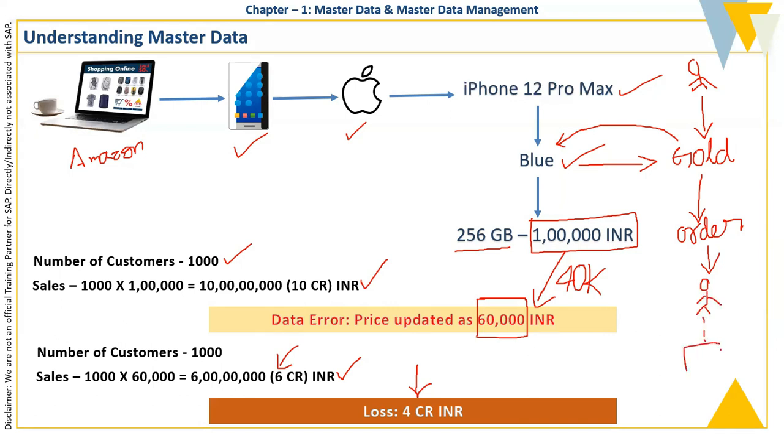The customer opens up the box and finds blue color, because physically the actual color is blue, but while displaying, it was mistakenly updated as gold color. So obviously the customer will get blue color. Now the customer doesn't like blue color, the customer wants gold color. What can the customer do? The customer can return that to Amazon.